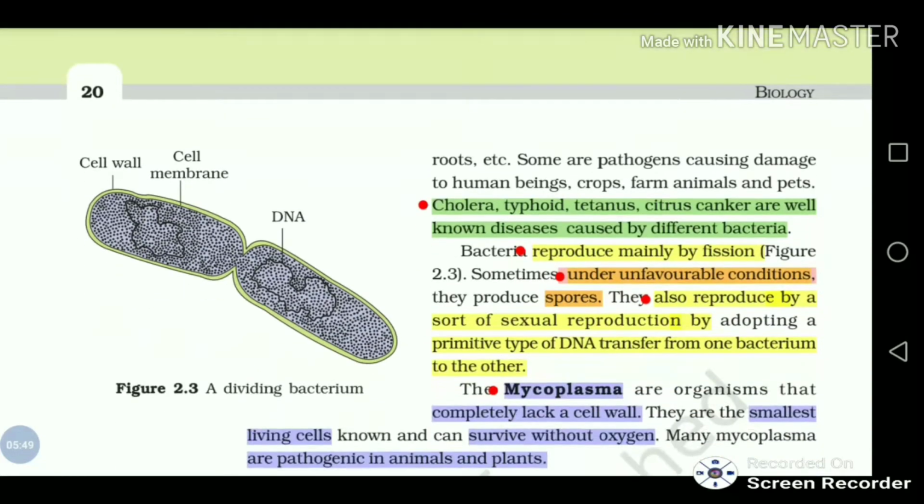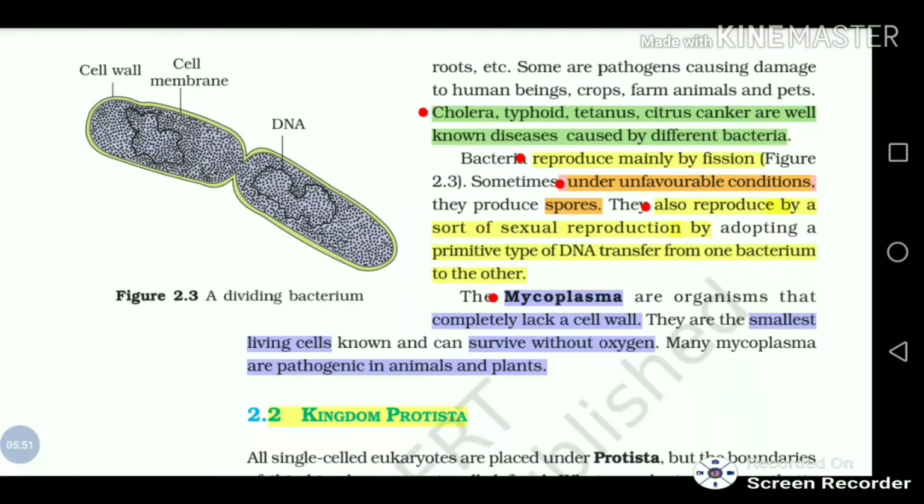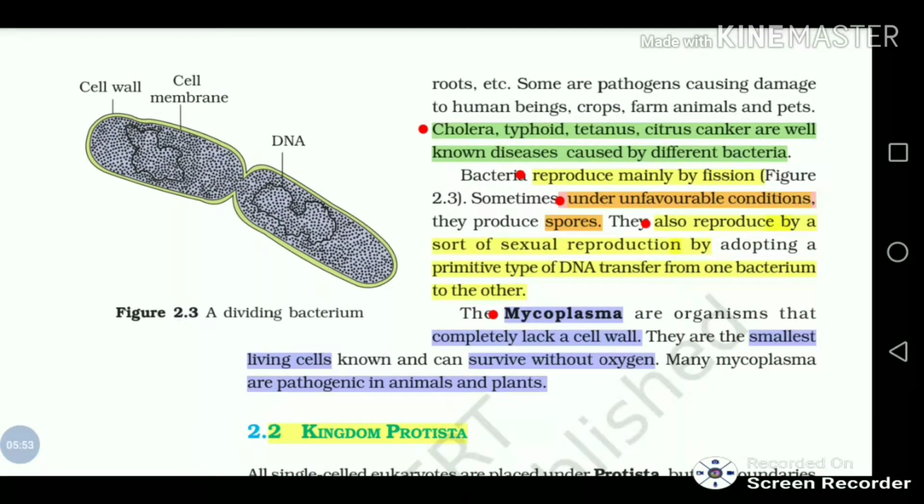The next point that comes is cholera, typhoid, tetanus, citrus canker are the diseases that are caused by bacteria. They reproduce mainly by fission, and under unfavorable conditions they produce spores, and also reproduce by a sort of sexual reproduction by a primitive type of DNA transfer from one bacterium to another. A dividing bacterium is being given in figure 2.3.